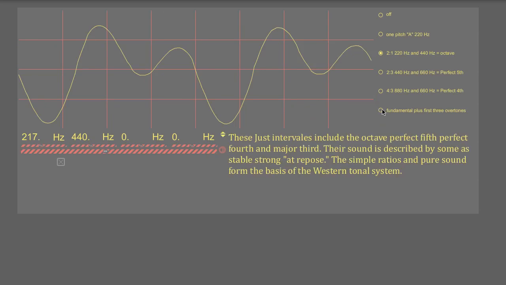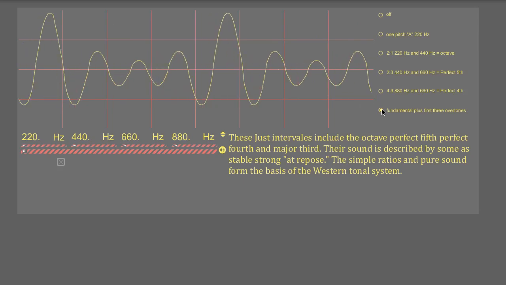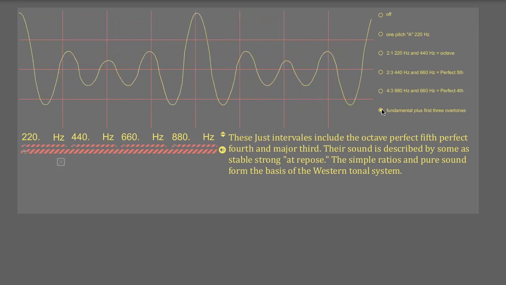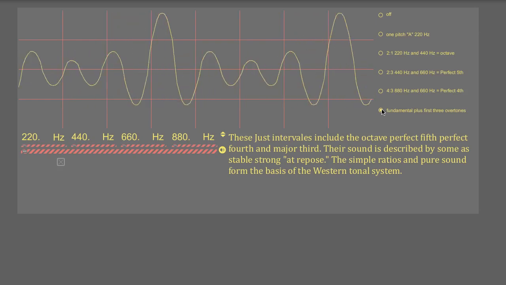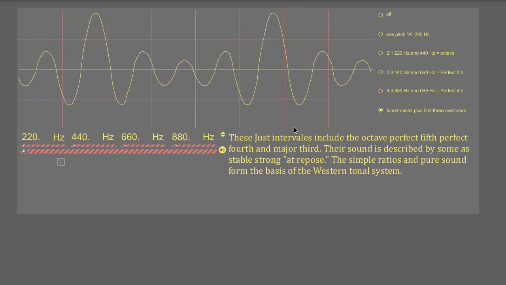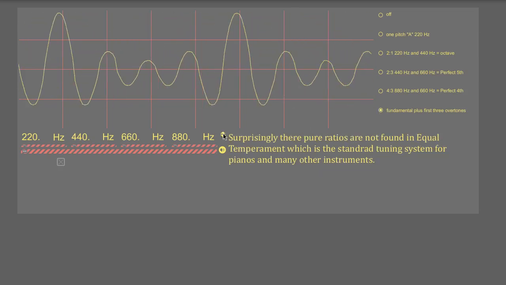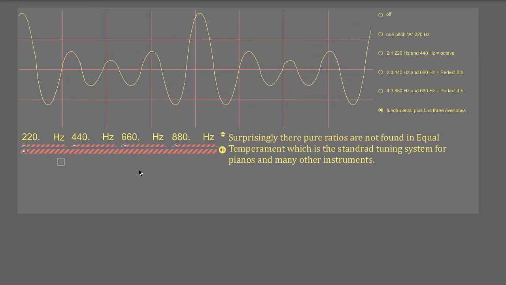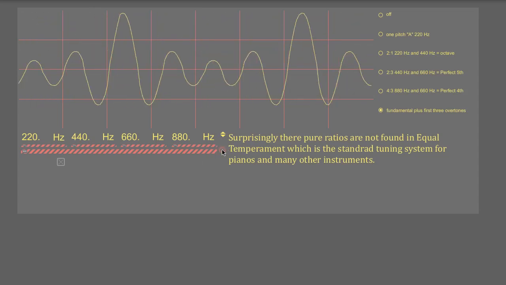So these just intervals include the octave, perfect fifth, perfect fourth, and major third. Their sound is described by some as stable, strong, or at repose. The simple ratios and pure sound form the basis of the Western tonal system. Surprisingly, although we see these pure ratios as being a very important part of how we parse the large audible spectrum into smaller units such as the octave, and also we hear them in our music all the time, the octave, the 2 to 3 fifth, etc., we don't find these pure ratios in equal temperament, which is the standard tuning system for pianos and many other instruments.